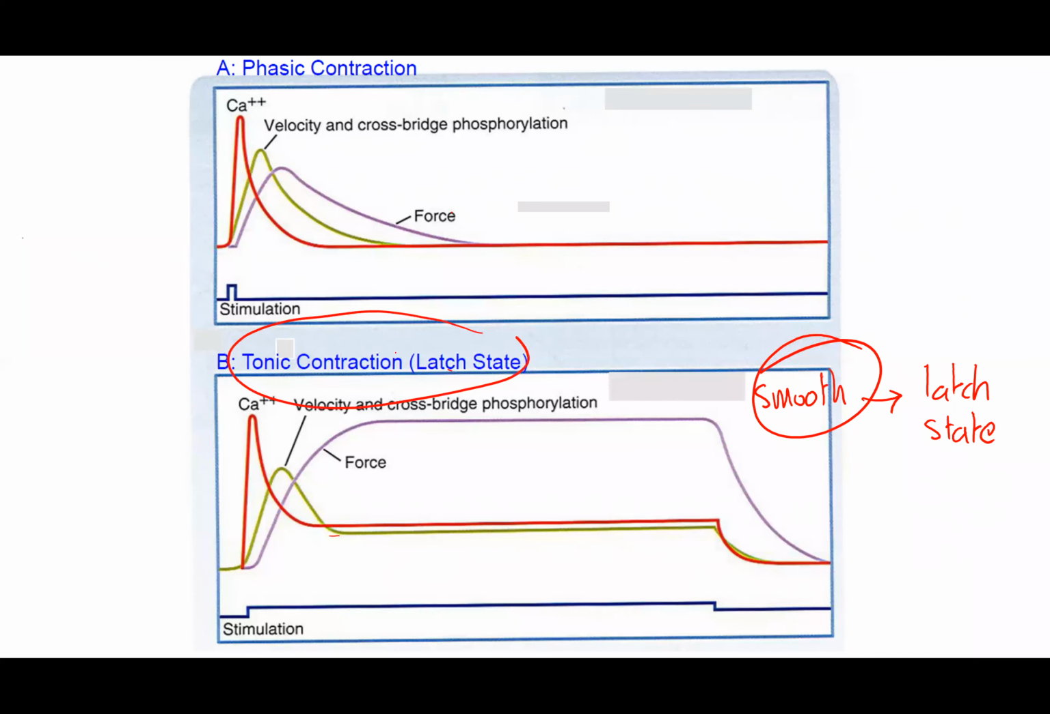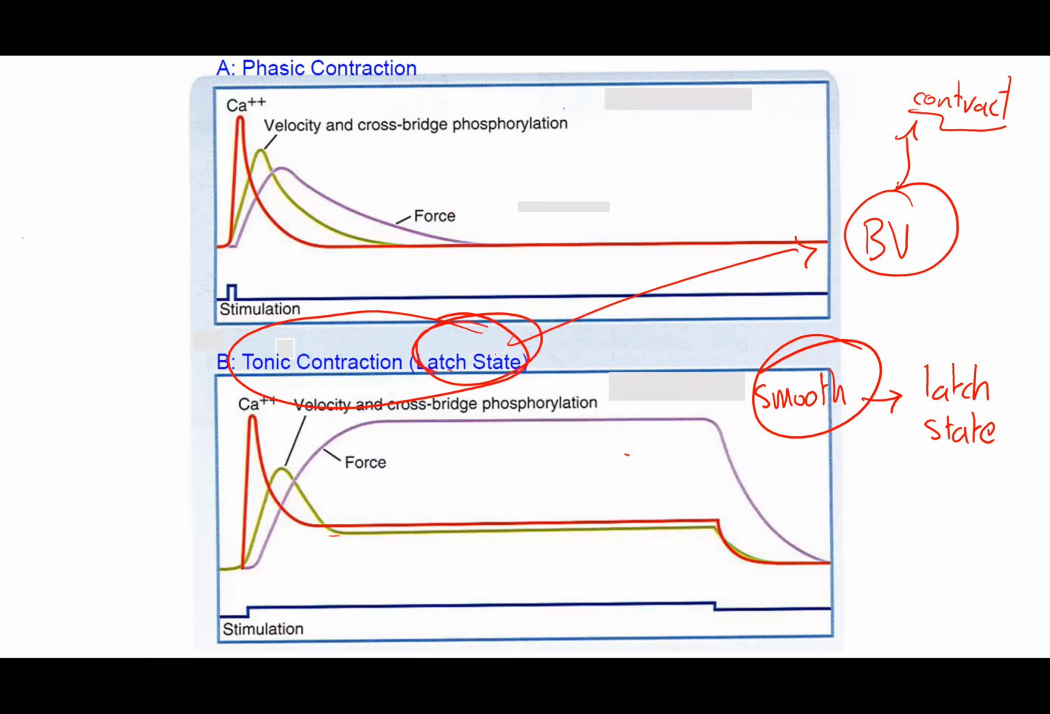In smooth muscle, it's required. For example, you have a blood vessel. This blood vessel needs to be contracting the whole time. Its entire existence is just to contract. If it were to contract like a skeletal muscle, it would quickly burn through the energy. The way it saves energy is by the latch state right here.